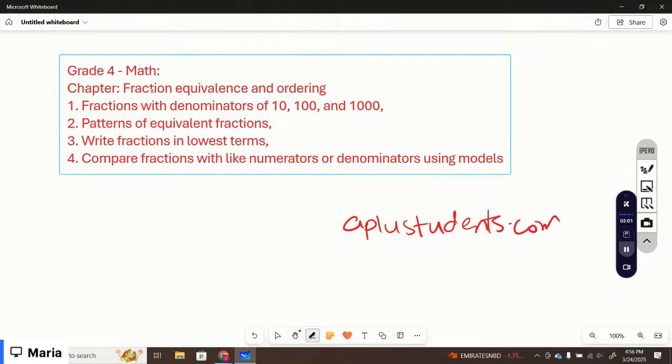Then you have to select math from the subject tab, scroll down to grade 4 math, and then click on view all lessons. There you can find a list of the chapters. We're going to start with the chapter fraction, equivalence, and ordering.